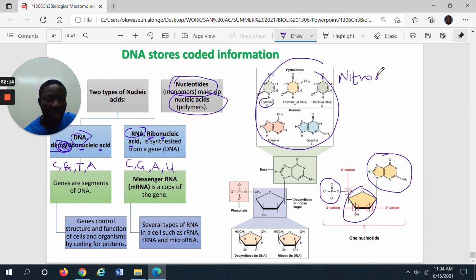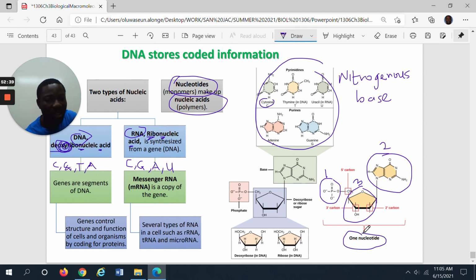So now, if I'm going to ask you what makes up a nucleotide, nucleotides, first, they are monomers of nucleic acid. And what makes it up? Number 1, phosphate group. Number 2, nitrogenous base. And number 3, 5-carbon compound. Those 3 things make up one nucleotide.